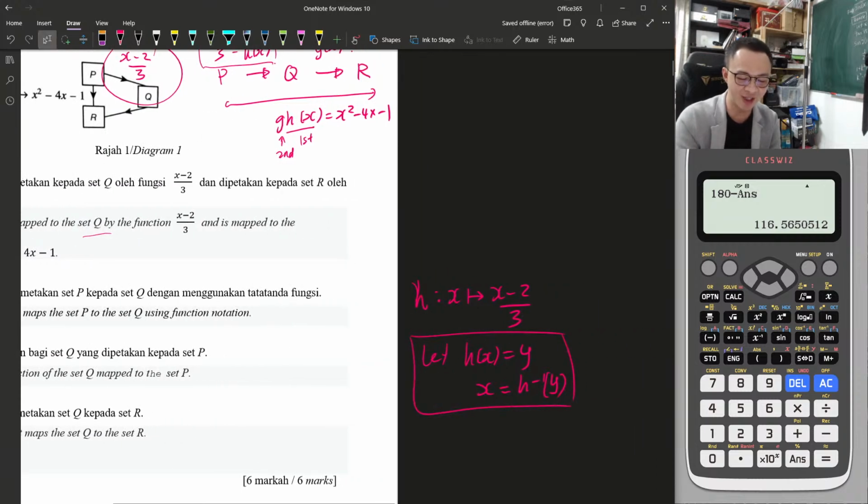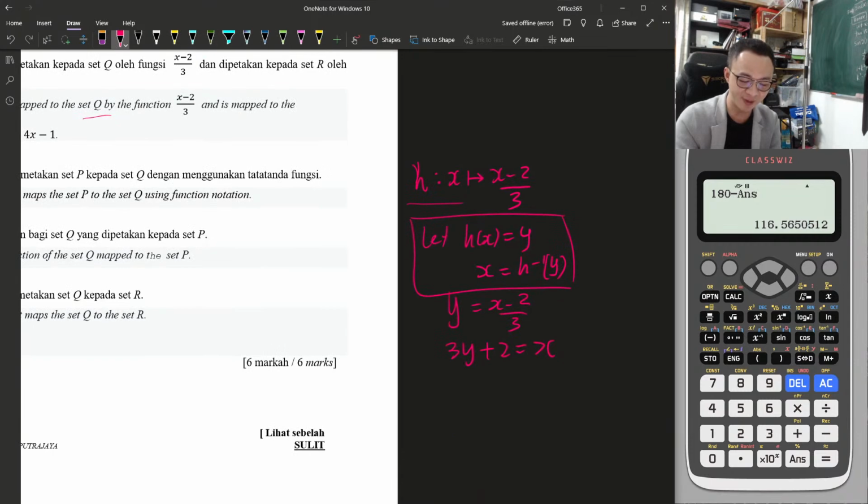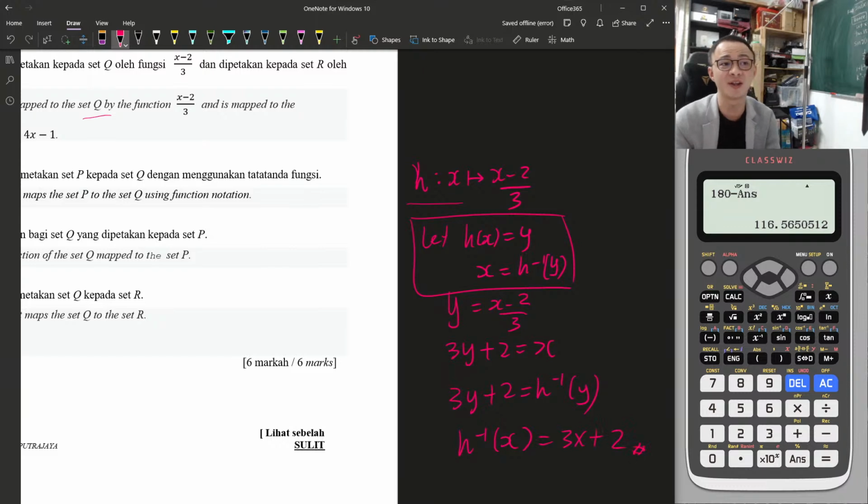So right now my h(x) is y equals (x minus 2) over 3. I want to make x the subject, so 3y plus 2 equals x. And what is my x? My x is h inverse of y. Therefore, h inverse of x is 3x plus 2. Done. Alright, this is my inverse function, and this is the way of doing the inverse function.